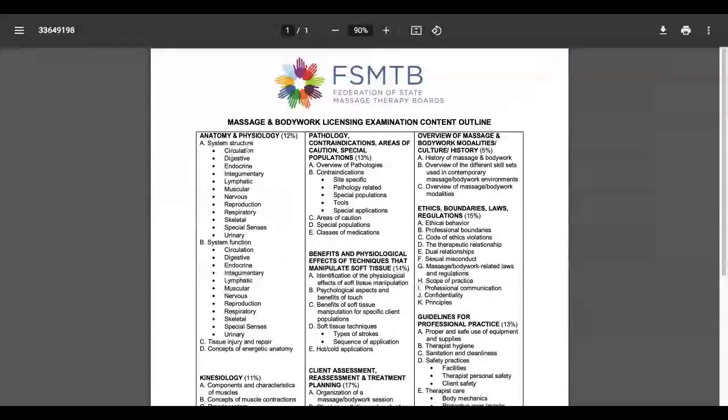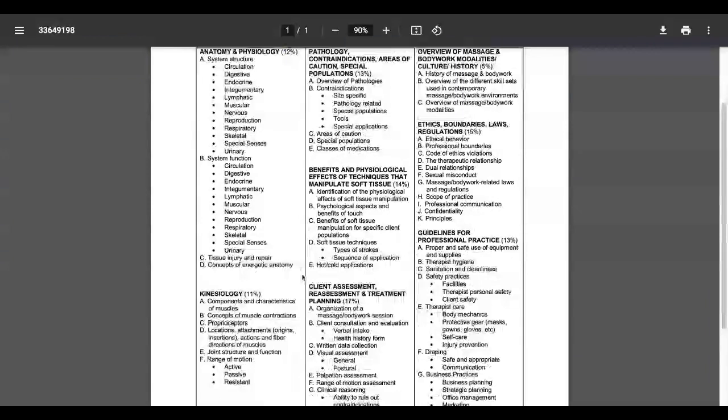So with the anatomy and physiology section, it's talking about the systems. For those guys that have taken anatomy and physiology outside of this course, you would just have to go back into the systems of the body and understand the circulation, the digestive, the endocrine, lymphatic, muscular, reproduction, skeletal, and then also the systems' function. And then we also have the tissue injury and repair and the concept of energetic anatomy, like Chinese medicine and those things. So you just have to use this study guide, and I like to put a check on what I don't know, and probably put a circle on what I need to come back and review.